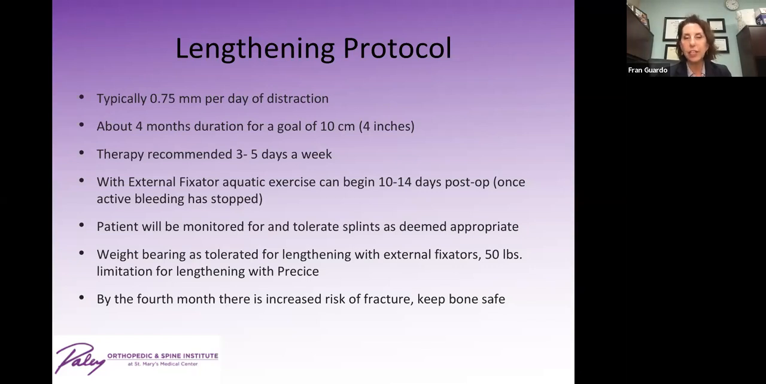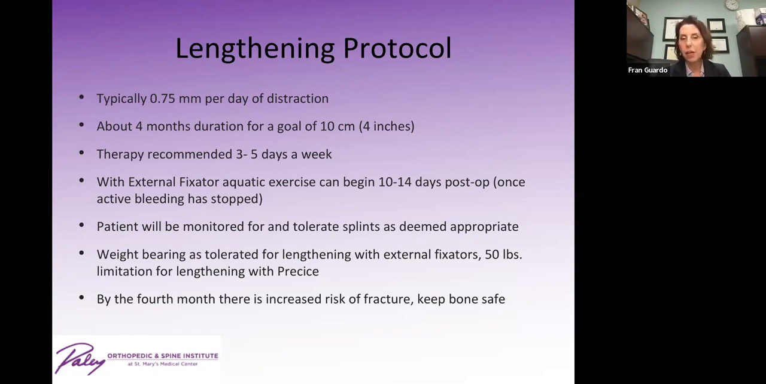With the external fixators, they can weight bear as tolerated. We don't want anybody doing handstands, but if they need to lean forward and place some weight on their arms, that's fine. With the precise nails, again, it's a 50-pound weight bearing. Again, no handstands, even if you weigh less than 50 pounds, but you can lean on your arms if you need to. If you need to use an assistive device or something like that, you can certainly do it.